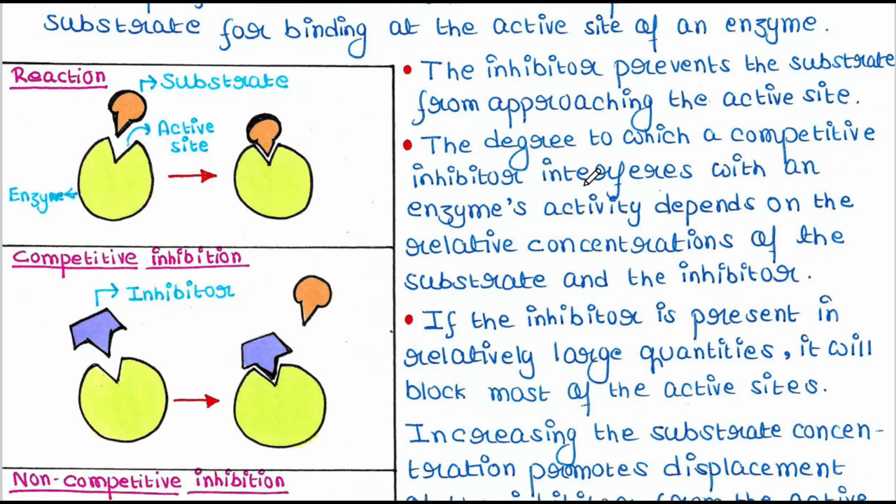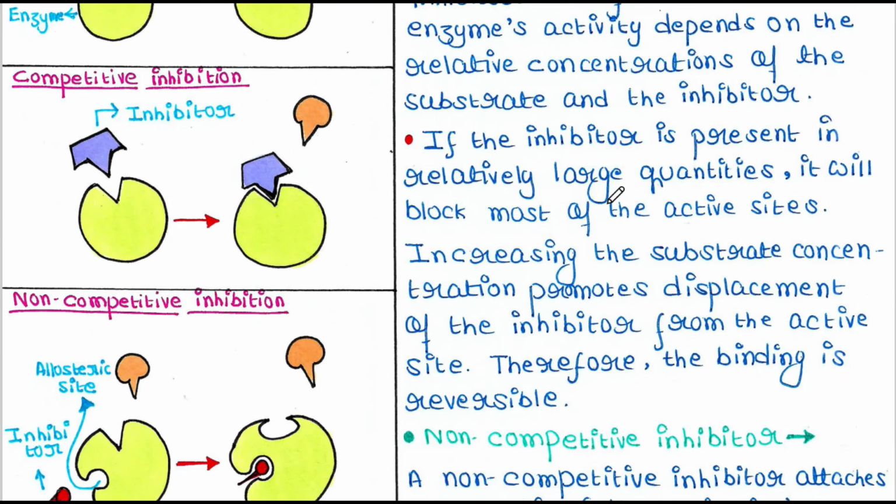The degree to which a competitive inhibitor interferes with an enzyme's activity depends on the relative concentrations of the substrate and the inhibitor. So basically, if the concentration of substrate is more, there is less chance of an inhibitor to sit on the active site, and vice versa. If the concentration of a substrate is less, there is more chance of an inhibitor to sit on the active site. Okay. If the inhibitor is present in relatively large quantities, it will block most of the active sites.